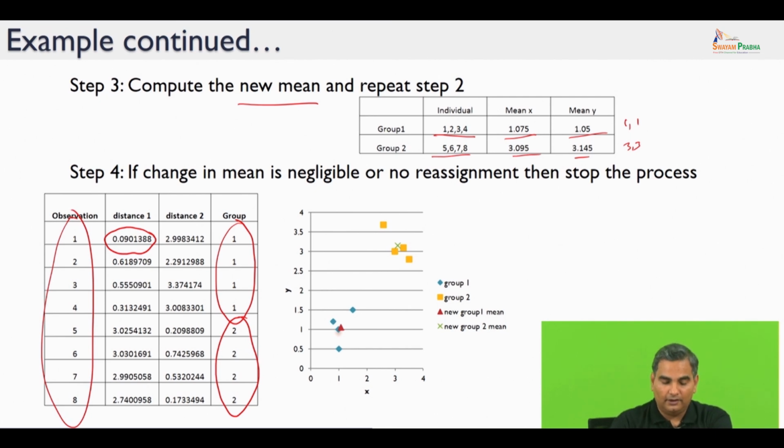Now, if it were the case that because of this new mean, let us say for example, this had gone into group 2 and this and this had gone into group 1, then correspondingly you have to collect all the points in group 1 and calculate a new mean, collect all the points in group 2 and calculate a new mean, and then do this process again, and you keep doing this process till the mean change is negligible or there is no reassignment. So, one of these two things happens, then you can stop the process.